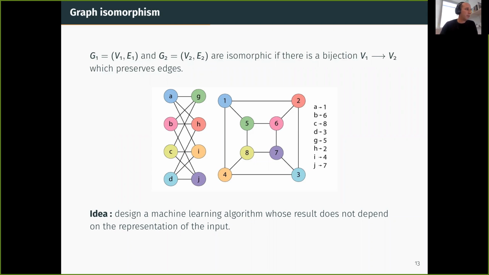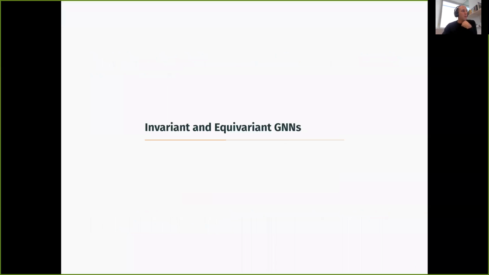So again, the idea now will be to try to design a machine learning algorithm, and we do not want the result of the machine learning algorithm to depend on the particular representation of the input. So if I'm doing a classification of graphs, for example, I would like my algorithm to return the same result whether I'm entering the graph with this representation or the same graph with a different representation on the right here. So I will concentrate on invariant and equivariant GNN.